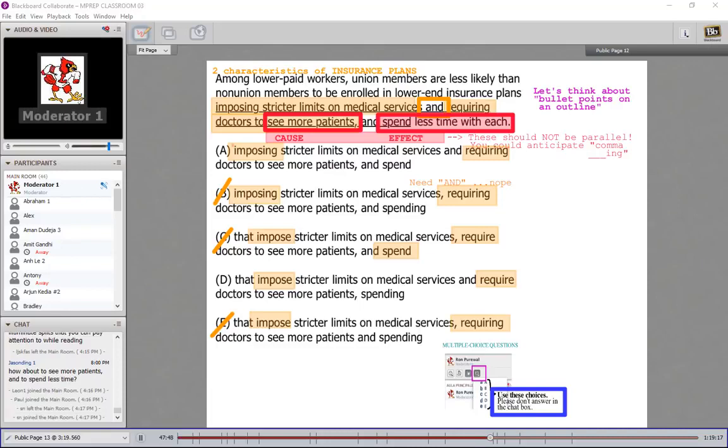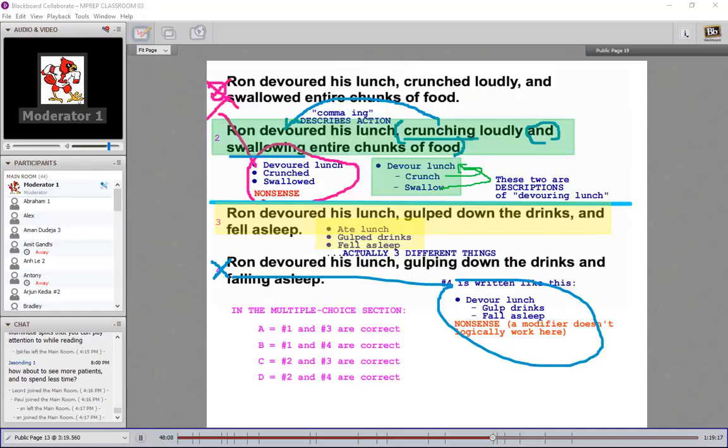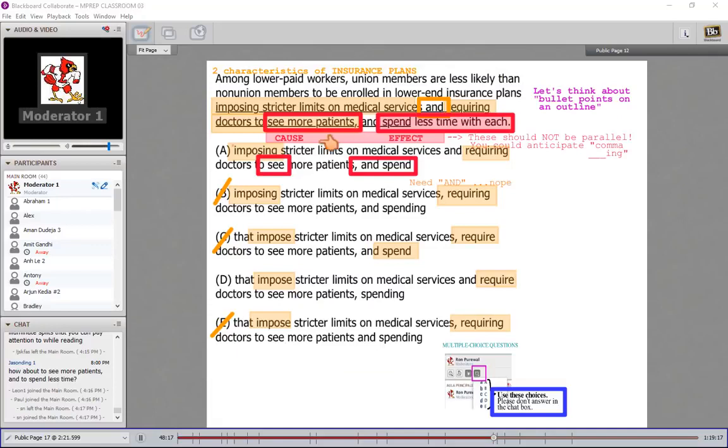Then you've got this other relationship. You have things that are not supposed to be parallel and that are incorrect if they are parallel. That's the red things. You don't want this to be C and spend, because those shouldn't be parallel, in the same way that these should not be parallel. This is an incorrect sentence if all three of these are parallel. Same thing with C and spend, because those are not two different things that doctors do. That is a clear cause and effect relationship. Give me a smiley if that makes sense.